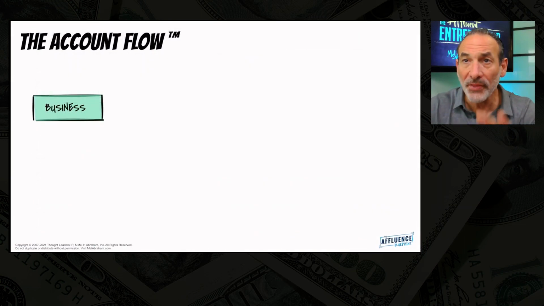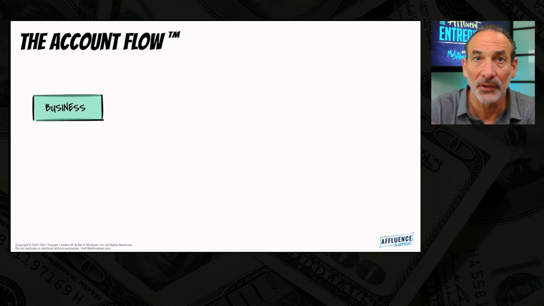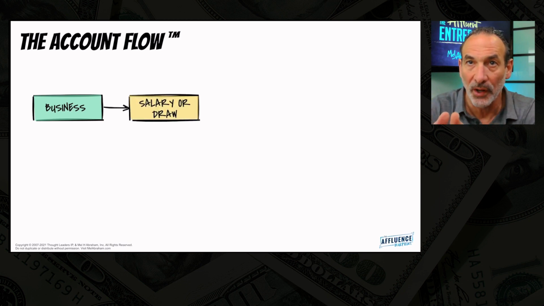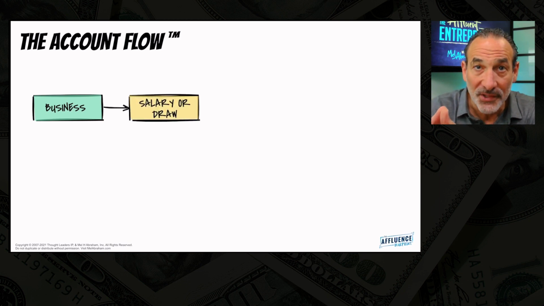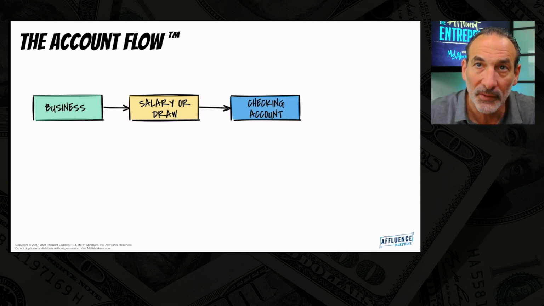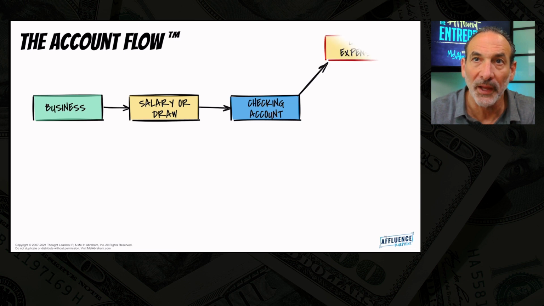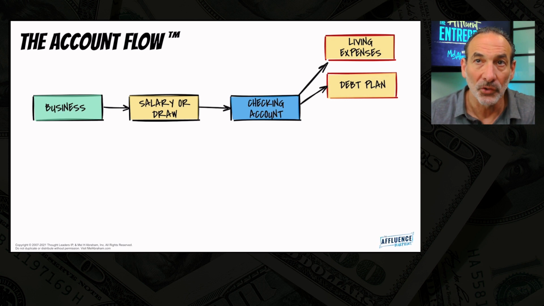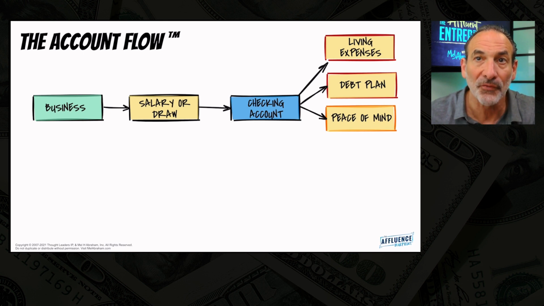So whether you're a business or you're on salary, you're going to have money coming in. If it's a business, you'll pay yourself a salary or a draw. If you're not in business and you're taking a salary, you're going to get a salary. And then it carries on from there. From that salary, you're going to put money into a checking account. From that checking account, you will pay living expenses. From that checking account, you will pay your debt plan, okay? You're down at the bottom elements of the wealth priority ladder. From that checking account, you will pay and fund your peace of mind fund.